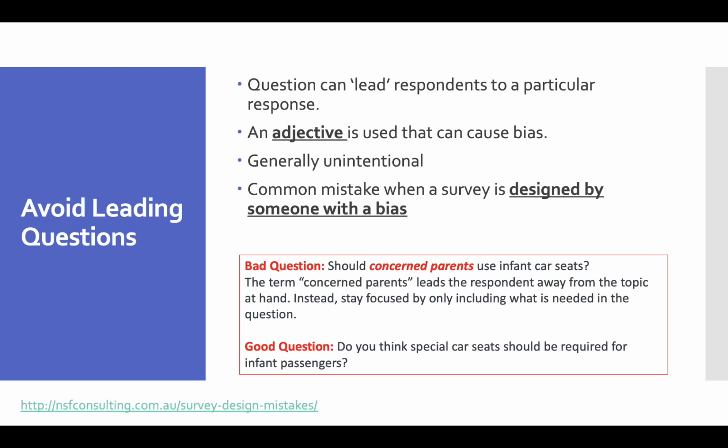So the first thing, I'm going to go through a series of different types of bad questions. The first is avoid leading questions. A leading question is just that: you have an adjective in your question that causes bias. And we do this unintentionally. It's just natural for us to do this.